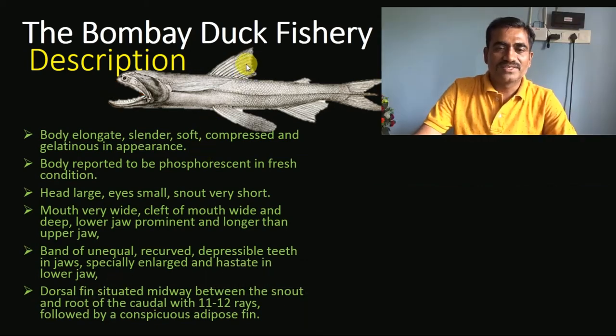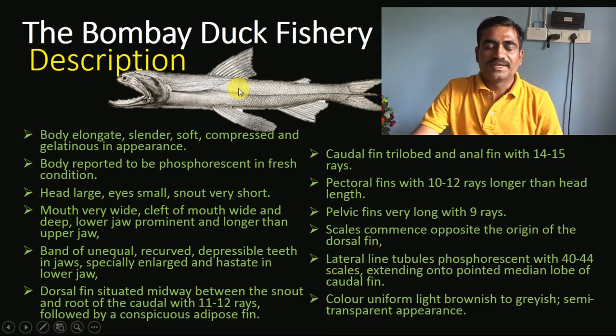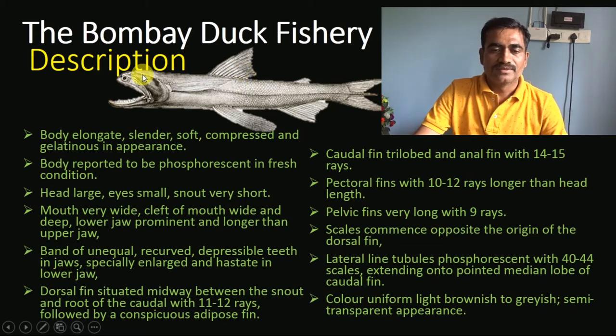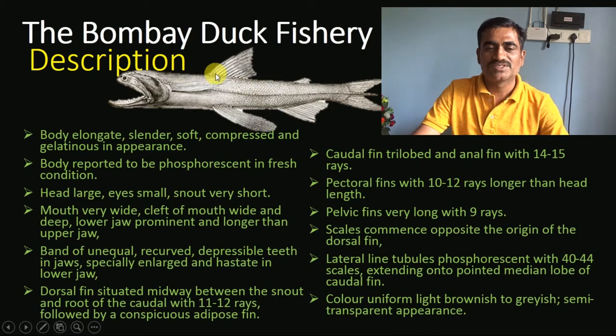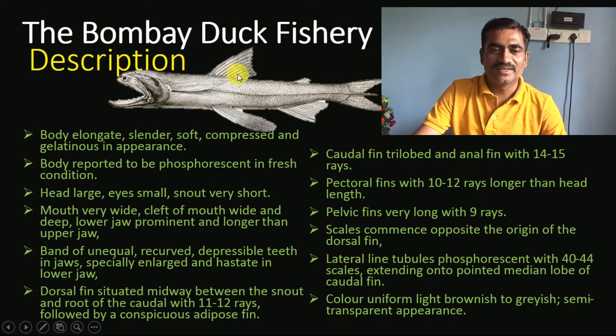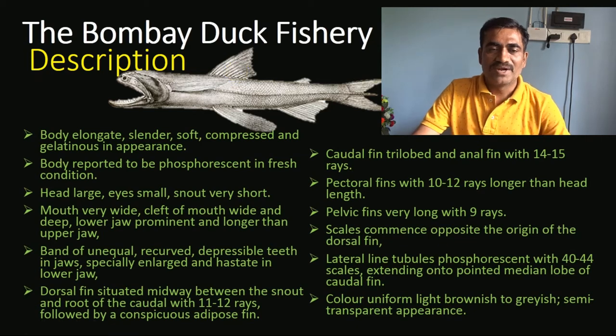The dorsal fin, this one is the dorsal fin, is situated between the snout and the root of the caudal fin. Here is the caudal fin and here is the snout. The dorsal fin is situated midway between the snout and the caudal fin. That is the peculiarity of the dorsal fin.